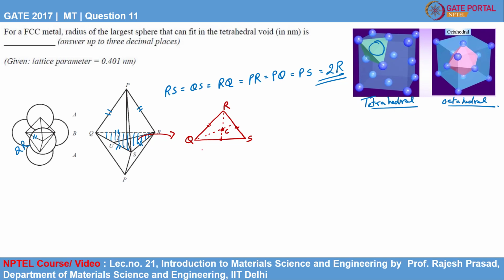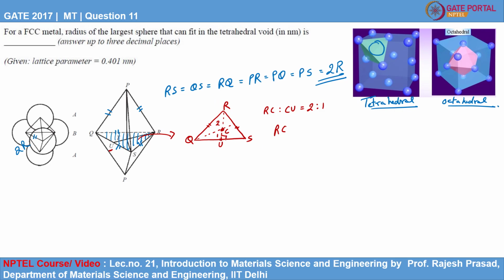The point C divides the line RU, where this is point U, in the ratio 2:1. That is, RC to CU is 2:1. Now we need to determine the length of RC. So what is the length of RC? How will you determine it? By determining the total length, that is RU.